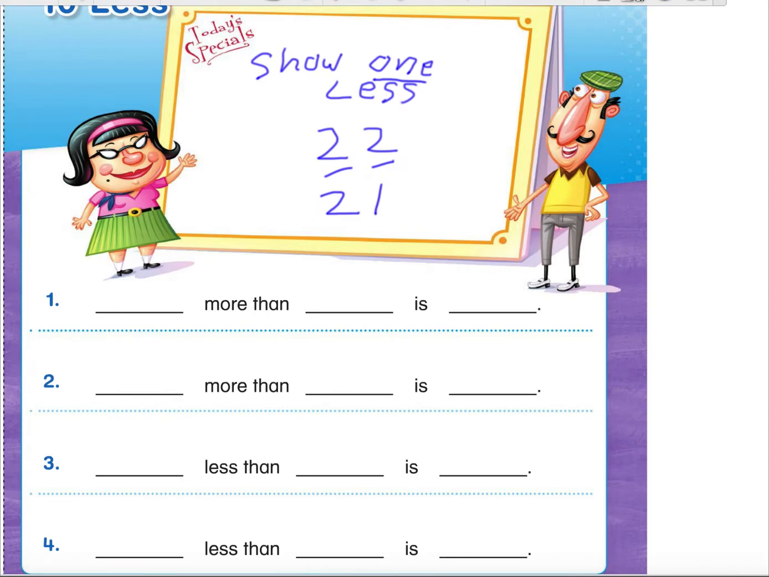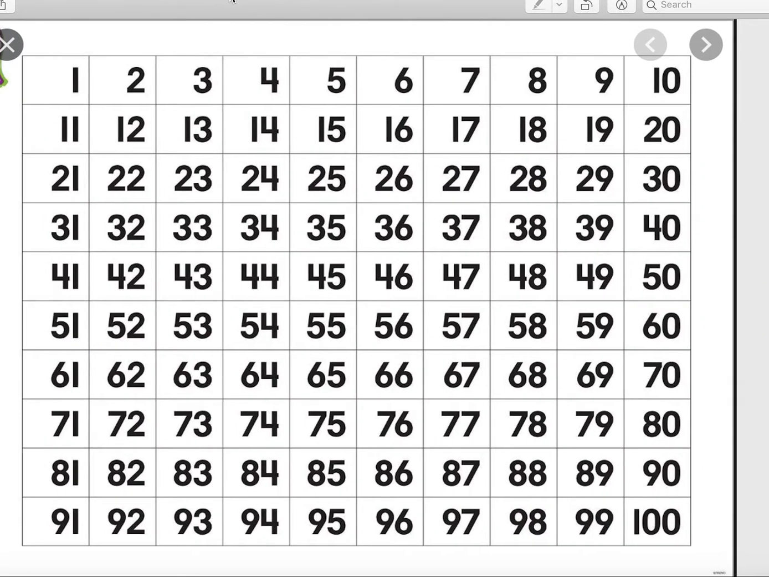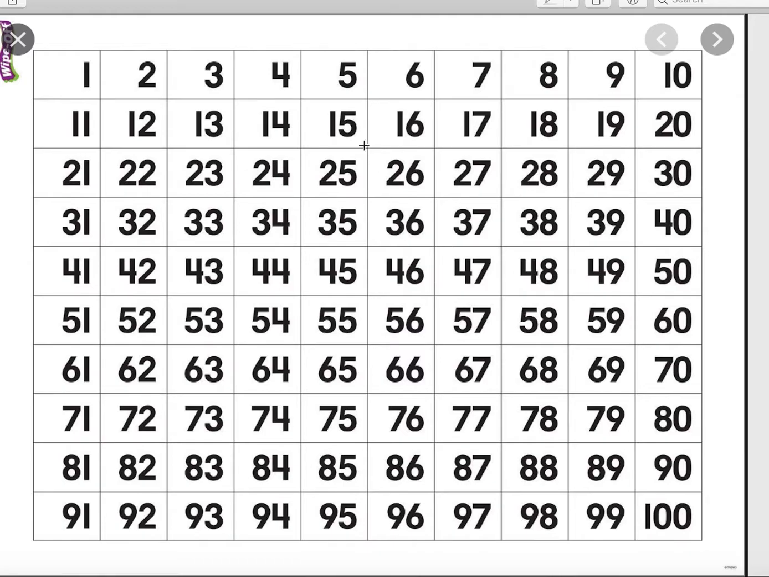But now let's try a different way. Or before we do that, I want to show you something real quick. So we're talking about one more, one less, and you can even use your 100 charts that you have. Here's our 100 chart. Now, say we are talking about the number 26 right here. See that number 26? And I say show one more. Well, guess what? We're just hopping one over to here, 27. That's it. That's one more.